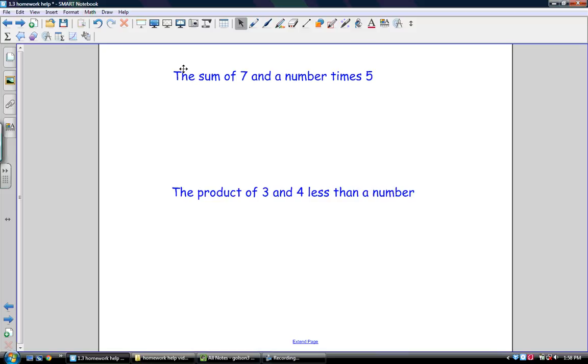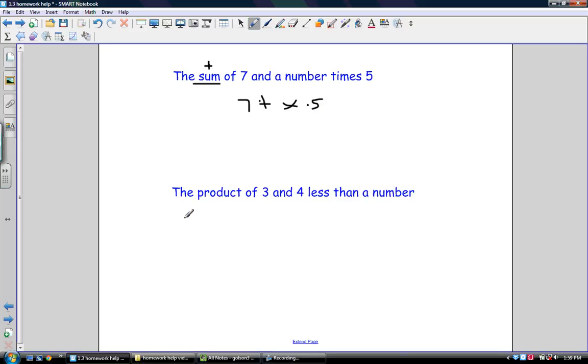And just a couple more examples here. Okay, if I look at this one, I see I've got the sum. That tells me I'm going to be adding. But remember, this is one of those ones I have to look for the word and to know where this addition is actually going. So here's my and. That's where I'll put the addition sign. So I'm going to put 7 plus, because I had the and there, so that's where I need the addition sign. A number, that's where I make up my variable, times 5.